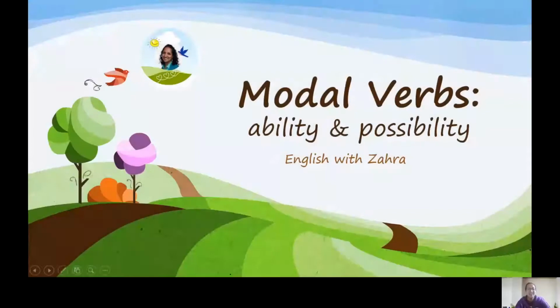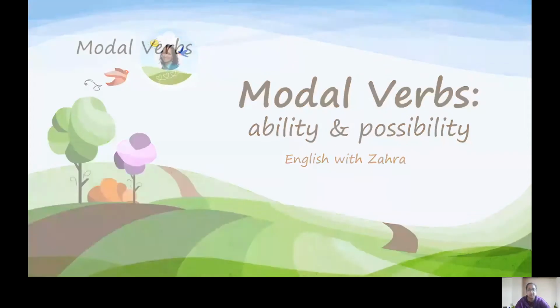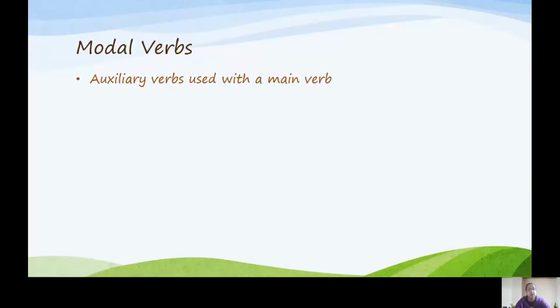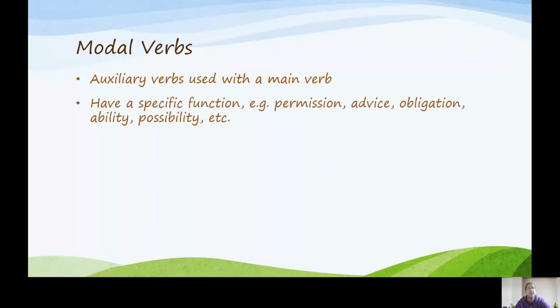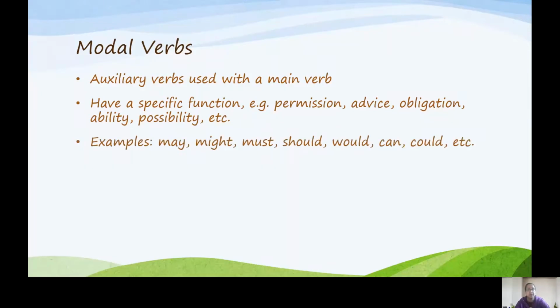Hi, today we're going to talk about modal verbs of ability and possibility. So just to recap on modal verbs, first of all, these are auxiliary verbs that are used with a main verb to convey a specific function like permission, advice, obligation, and so on. Examples of modal verbs are may, might, must, should, would, and so on.